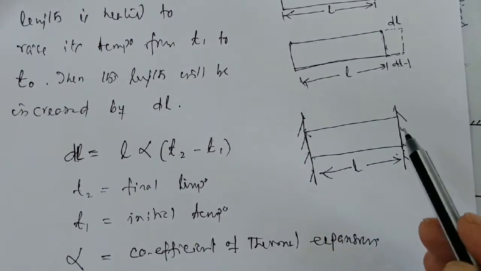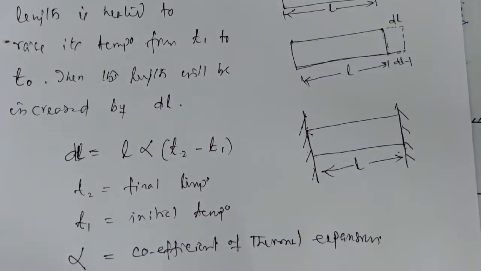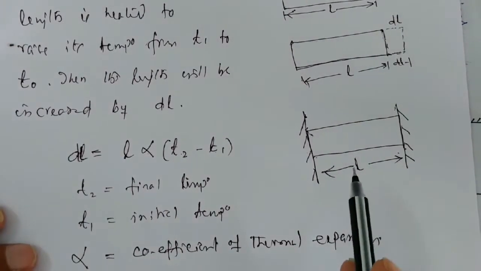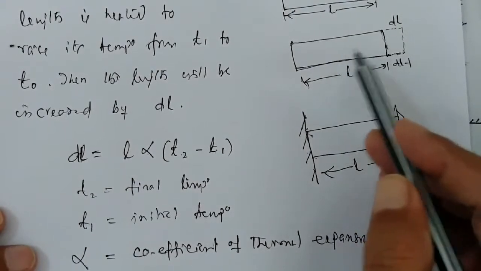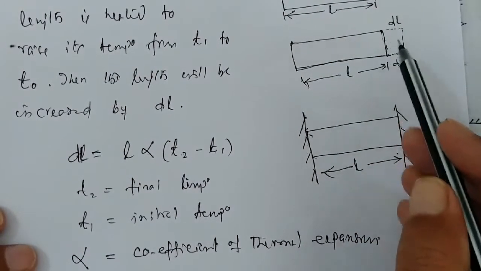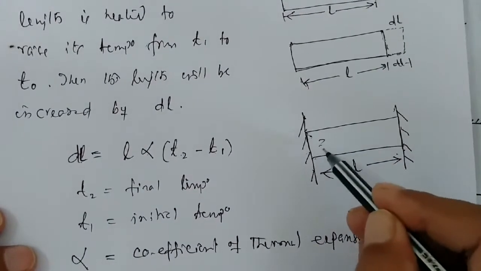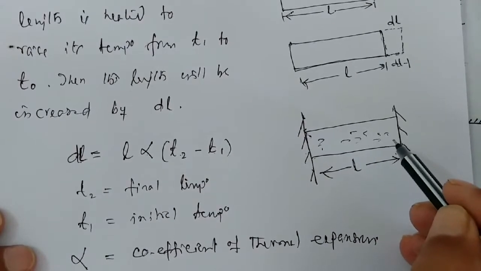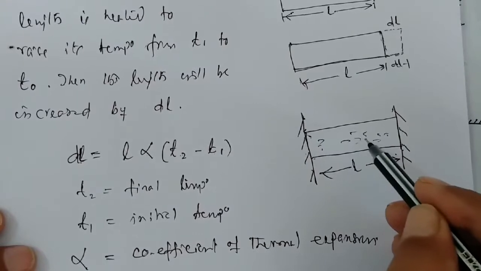So then what happens is, what stress will be induced in the member then? Here, if dl is allowed, there is no stress, only deformation takes place. But here, deformation is not allowed, so now there will be stress within the body. There will be stress within the body because the dl is not allowed, it has been restricted by force. So we have to find the stress here.